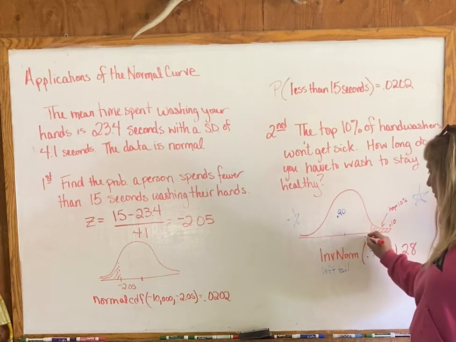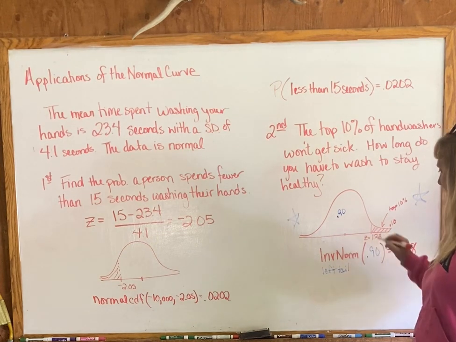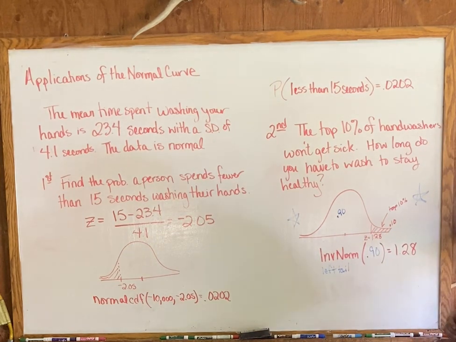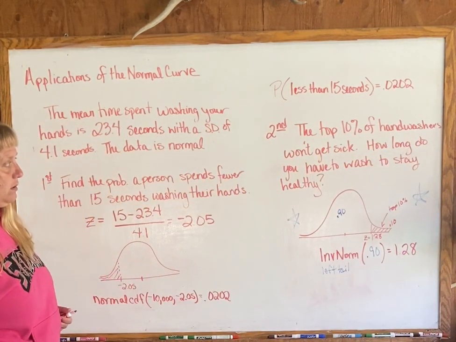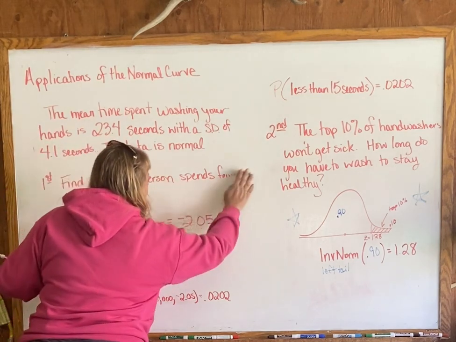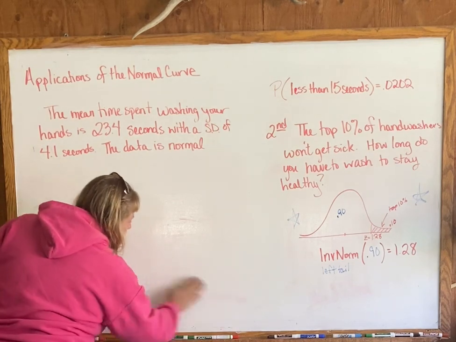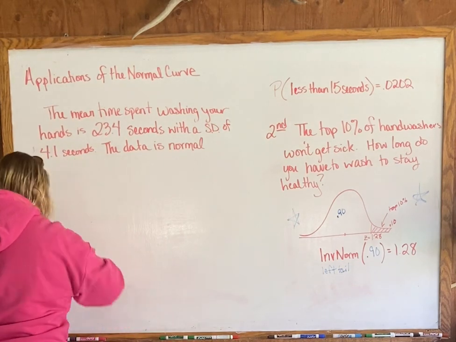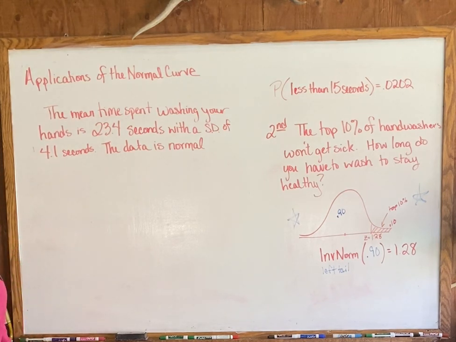So we now know that that little z-score is equal to 1.28. But is the z-score what I was really looking at? The question said, how many seconds do you have to wash so that you won't get sick, or so that you'll stay healthy? So we need to turn that back into a real world X value.